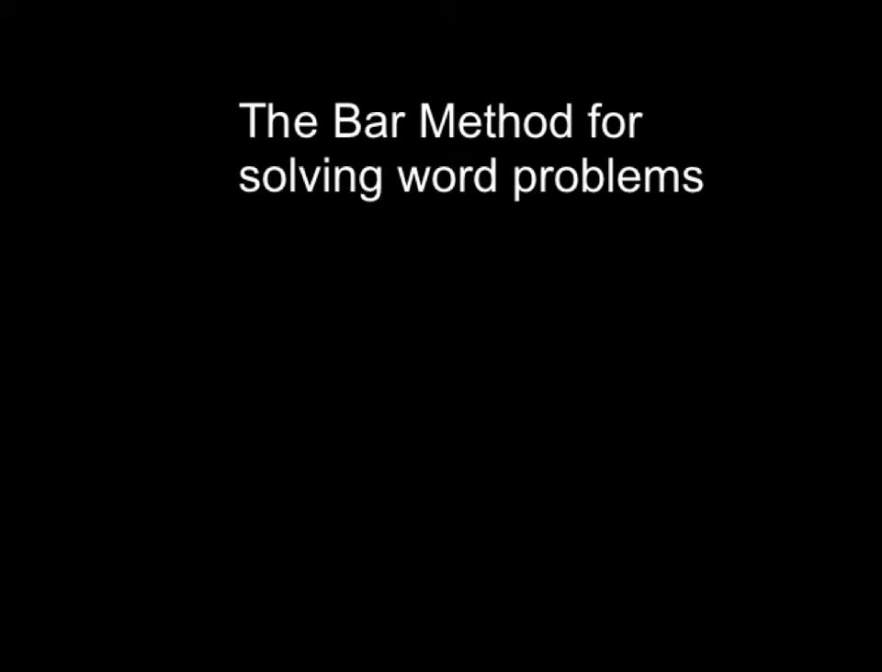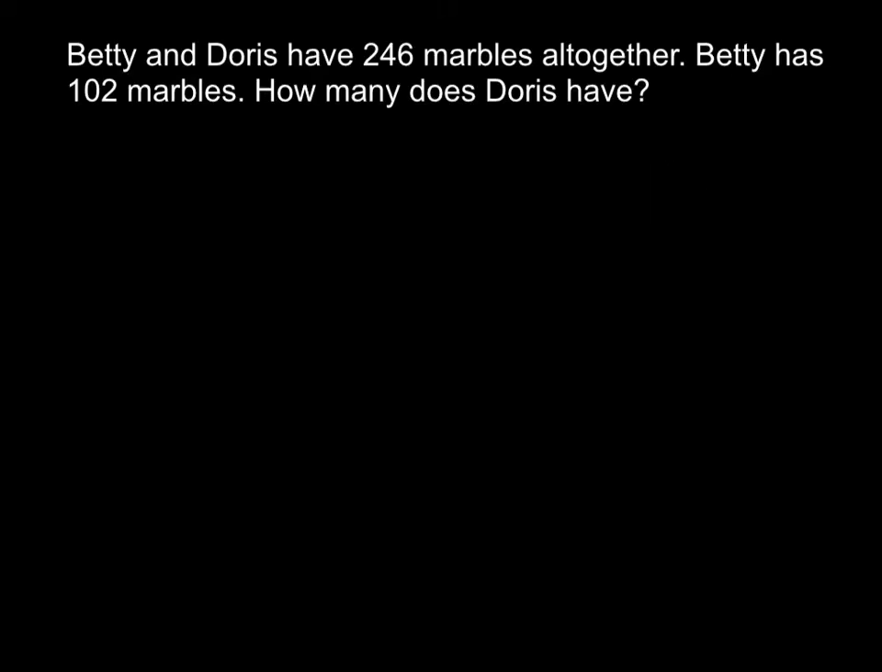If you find it difficult to get your head around word problems, then the bar modelling method is a really good way of visualising the word problem so you can work out exactly the maths that you need in order to solve them. So let's start with quite a simple example. This question says, Betty and Doris have 246 marbles altogether. Betty has 102 marbles. How many does Doris have?